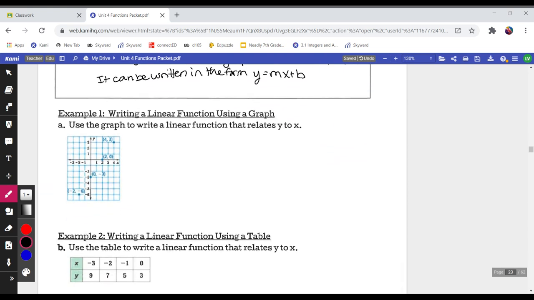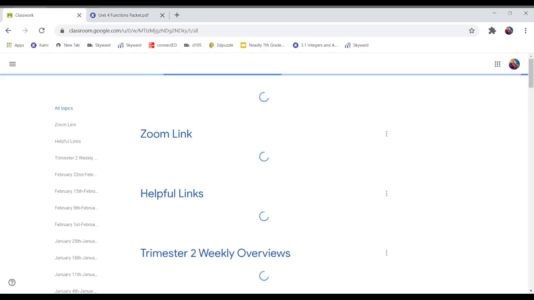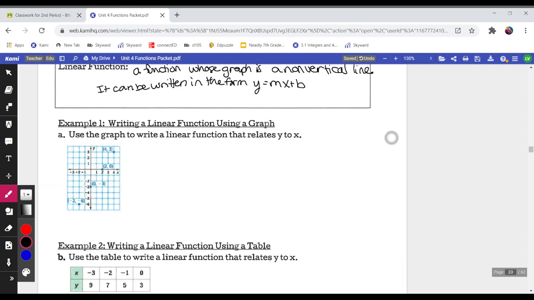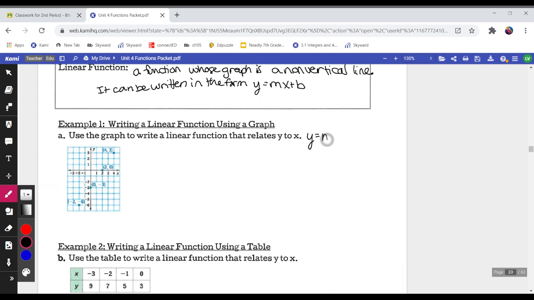So example 1, writing a linear function using a graph. Letter A says use the graph to write a linear function that relates y to x. All that is asking is for us to write this as y equals mx plus b. So when it says relates y to x, again, y equals mx plus b. So step number 1, we need to find the slope.